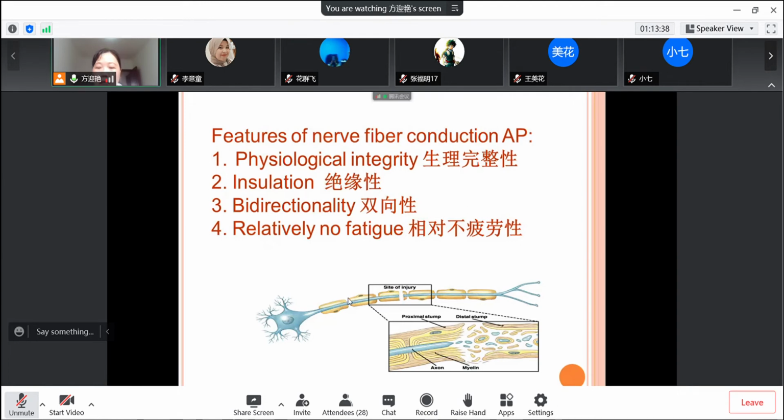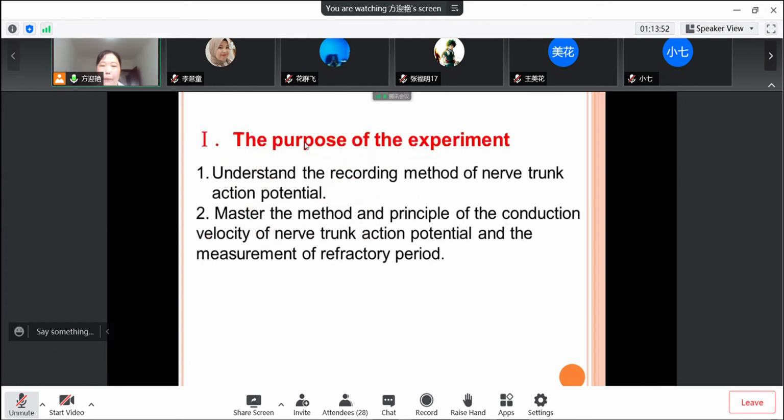So we can see here that the speed is high, and we will begin the experiment. The purpose of the experiment is to understand the recording method of the nerve trunk action potential, the conduction velocity of the nerve, and the measurement of the refractory period.